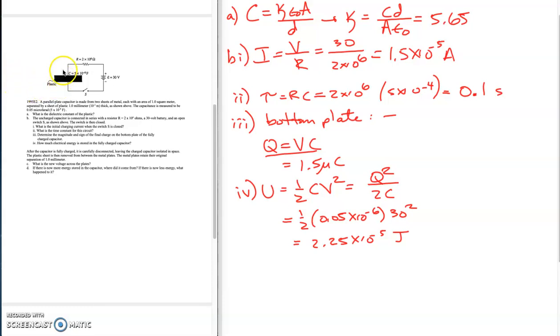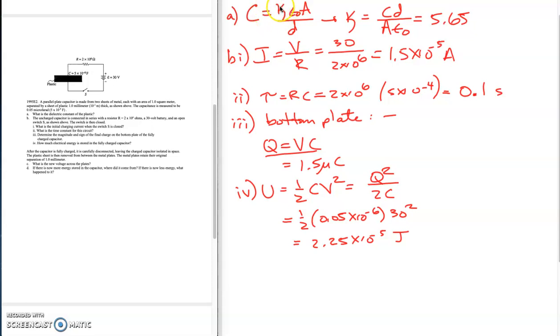We're not going to move the separation. We're not going to remove or add any charge. And then they ask us two questions about this. What is the new voltage across the plates? Well, if we go back to part A, this is a classic AP style question where you get halfway through the problem, and then halfway through, they change the conditions on you.